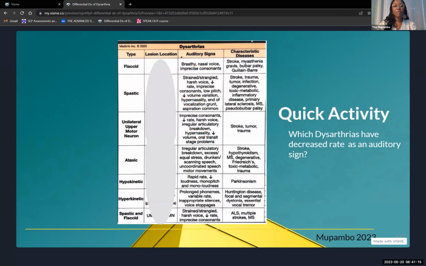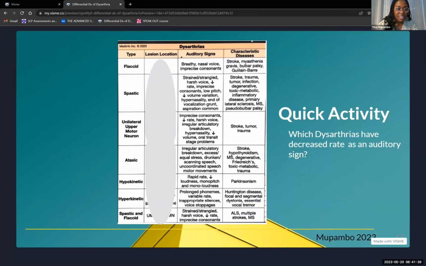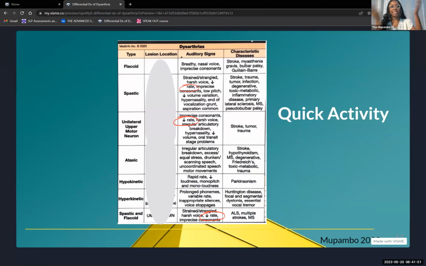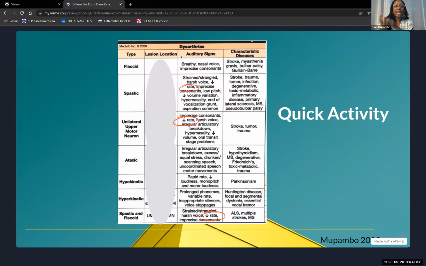We're going to do it one more time with a different auditory sign. Which dysarthrias, as you're looking again at the column, have decreased rate as an auditory sign? There are another 3 as well. Which dysarthrias have decreased rate as an auditory sign? Spastic, unilateral upper motor, and flaccid. If you look, it should be the very last one, unless I missed something. But it's spastic and flaccid. Right, spastic and flaccid, and then mixed, which is still mixed spastic and flaccid. So we're seeing in those 2 main ones that they have that decreased rate.